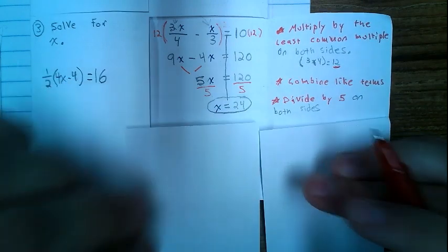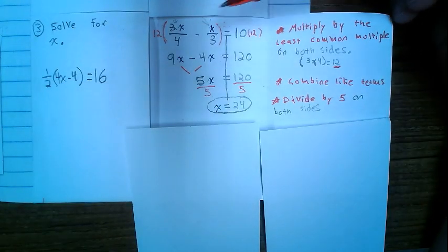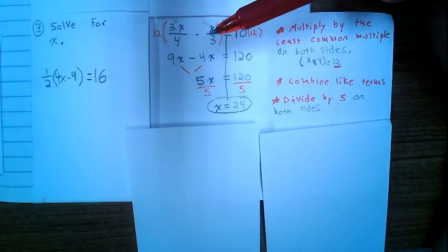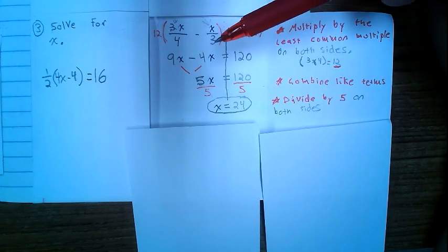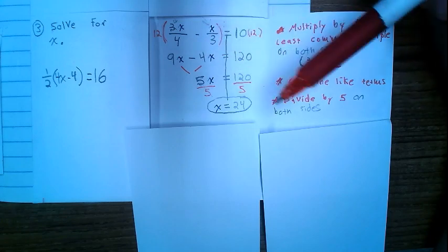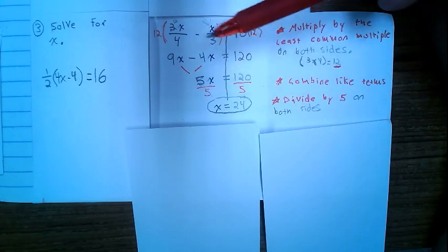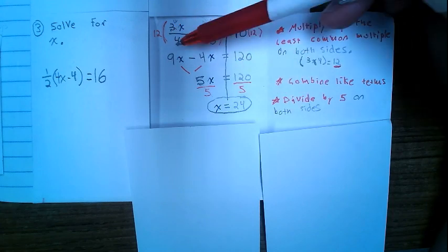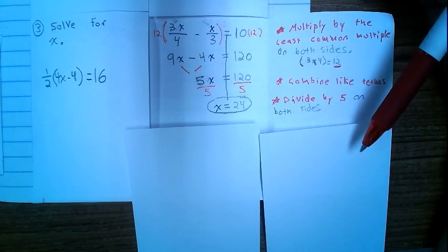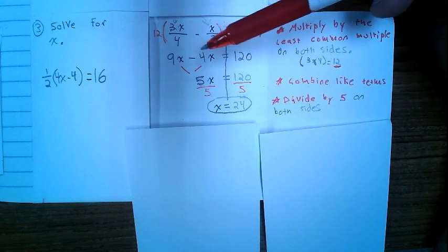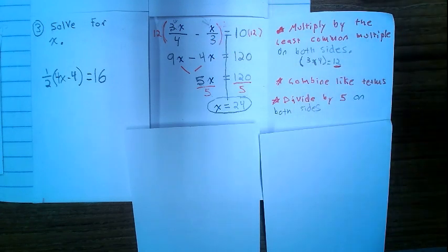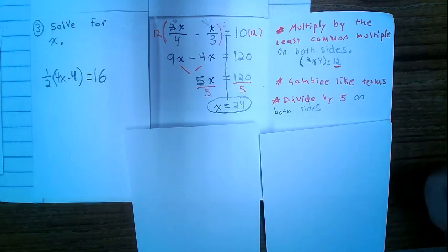So when you have fractions in your problem, and they're all different fractions, one way to get rid of all the fractions together is to multiply by that least common multiple. And for this one, it's 12. An easy way to find that is 4 times 3 gives you 12. You could have multiplied by 24, you could multiply by 36, but the least common multiple will make it a little bit easier for you with some easier numbers.